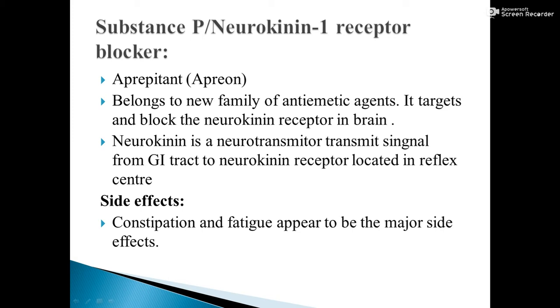Substance P or neurokinin 1 receptor blockers, that is aprepitant, belong to a new family of antiemetic agents. It targets and blocks the neurokinin receptor in the brain. Neurokinin is a neurotransmitter that transmits the signal from the gastrointestinal tract to the neurokinin receptor located in the reflex center. The side effects reported after administration of these agents, constipation and fatigue, appear to be the major side effects.